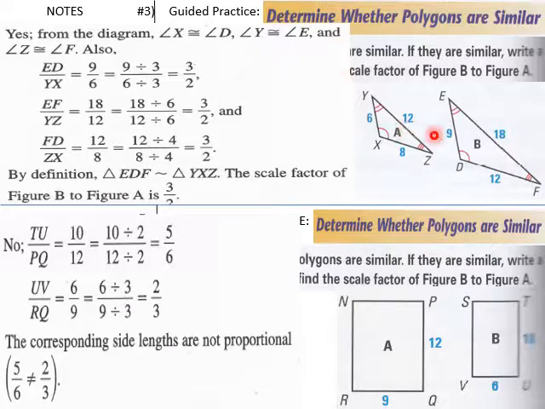And then up here, yes. We have angle designations here that show that they are congruent. And the scale factor here is 3/2. So that proves that these are similar.